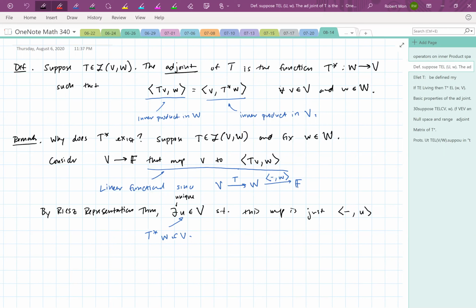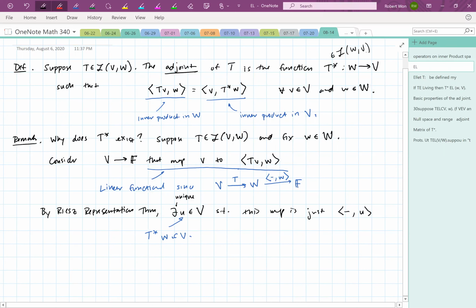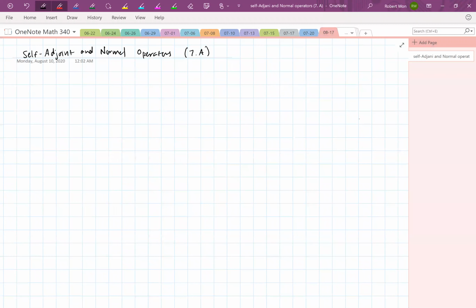Okay, so in general, T and T star live in different spaces. T star lives in the linear maps from W to V, and T lives in the linear maps from V to W. However, if T is actually an operator on V, if it goes from V to V, then the adjoint is also an operator on V, because the domain and the codomain are the same. And then you could ask subtler questions about the relationship between a linear map and its adjoint, because now they're operators on the same space, so you can compare them in other ways. So that's exactly what we'll do today. We'll talk about self-adjoint and normal operators.